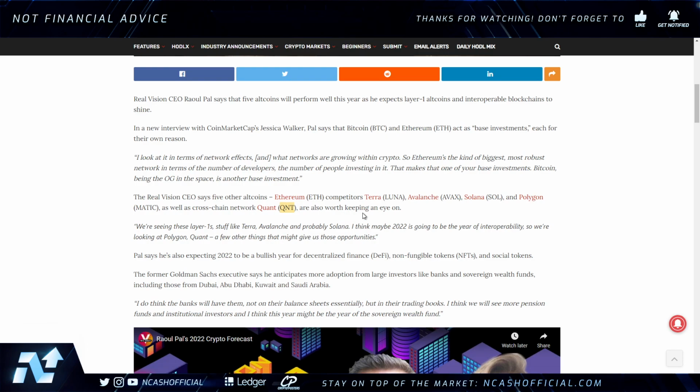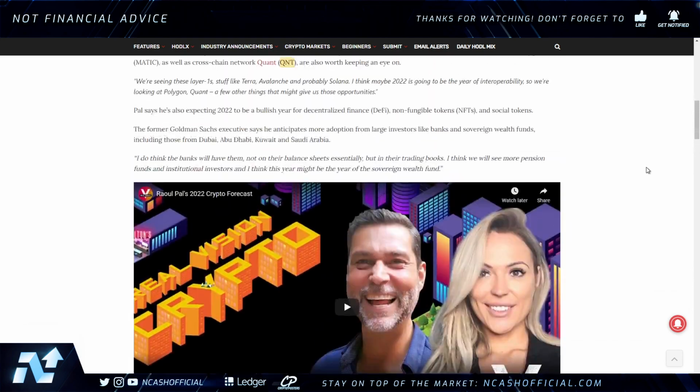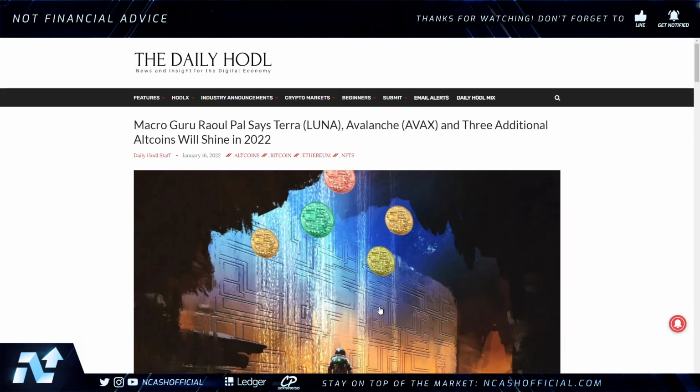In fact, the main reason behind QNT is because of the overall gem that it has behind it, which is interoperability layers for all of these DLT technologies. I've always said when we're talking about Quant at scale, it's going to be so massive. But we also see here these layer 1s like Terra, Avalanche, and probably even Solana. I think maybe 2022 is going to be the year of interoperability. So we're looking at Polygon, Quant, a few others, that might give us those opportunities. But for the most part, we're talking about QNT or Quant because guess why, right? It is an interoperability giant.